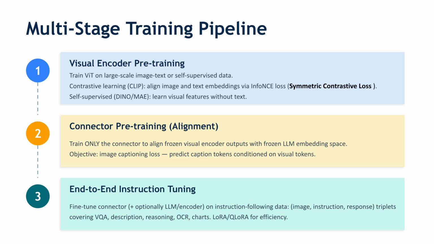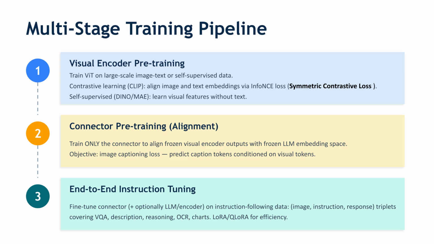Stage 1 is visual encoder pre-training. Here we train the vision transformer on large-scale image-text data, or self-supervised data. Contrastive learning, as in CLIP, aligns image and text embeddings using the InfoNCE loss. Alternatively, self-supervised approaches like DINO or MAE learn visual features without requiring paired text data.